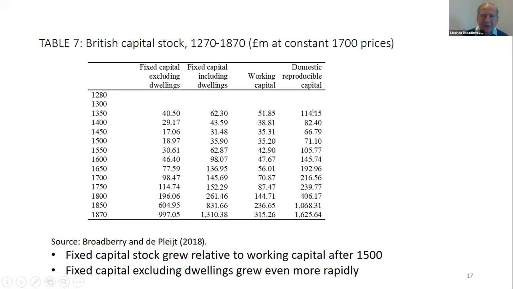Table 7 here shows you the British capital stock. Domestic reproducible capital is the sum of fixed capital and working capital. If we leave the dwellings in the fixed capital, you'll see that fixed capital and working capital are broadly similar in magnitude through to about 1500. And then, although working capital continues to increase, fixed capital, including dwellings, increases dramatically faster. And if we remove the dwellings, you'll see fixed capital excluding dwellings, which is the kind of capital we can think of as entering the aggregate production function and producing more output, grows even more rapidly.